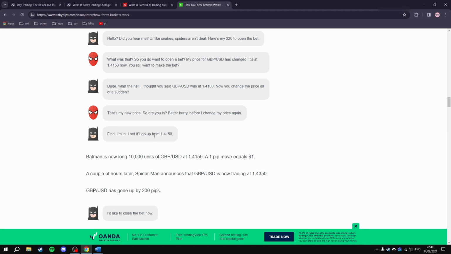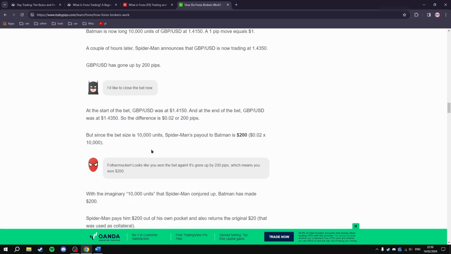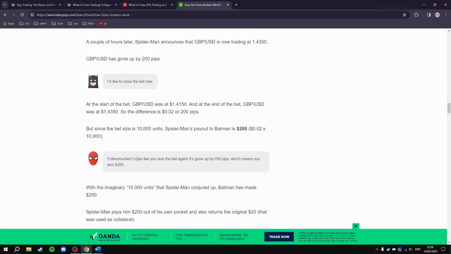Batman is now long 10,000 units of GBP/USD at 1.4150. A 1 pip move equals $1. A couple of hours later, Spider-Man announces that GBP/USD is now trading at 1.4350. GBP/USD has gone up by 200 pips. I'd like to close the bet now. At the start of the bet, GBP/USD was at 1.4150. At the end of the bet, GBP/USD was at 1.4350, so the difference is 0.02 or 200 pips. Since the bet size is 10,000 units, Spider-Man's payout to Batman is $200, because it's $0.02 times 10,000.